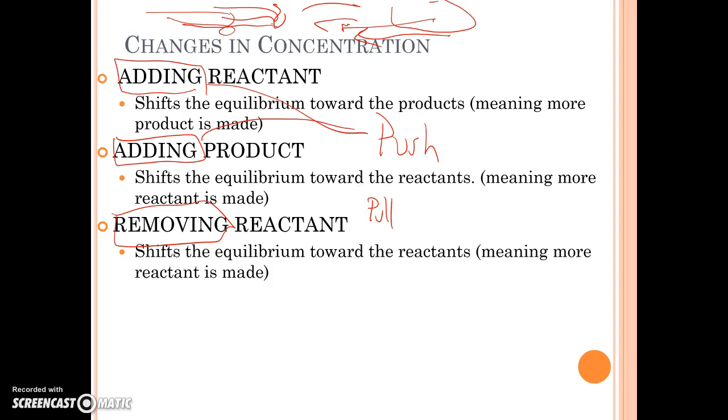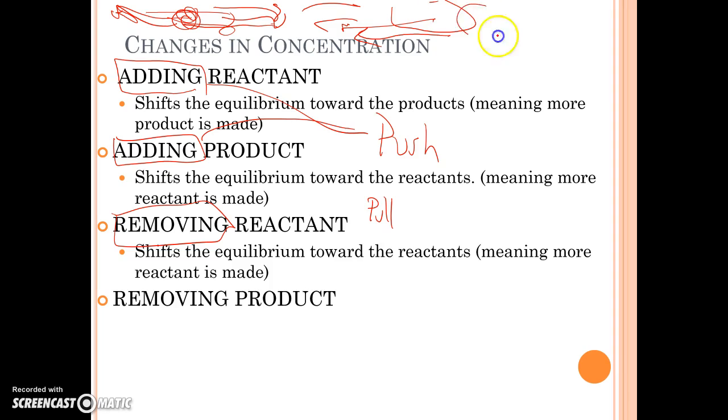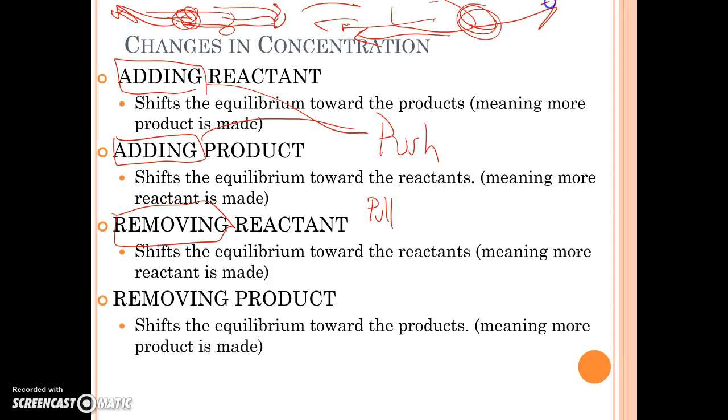So if you remove a reactant, one of these guys, pull it out, it pulls the reaction toward the left. If you remove a product, something on this side, it pulls. Pulling, removing stuff pulls the reaction to that side. So if I pull something off here, it drives the reaction to the right.